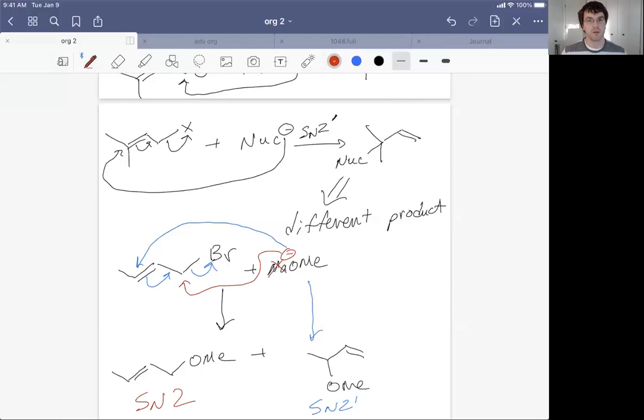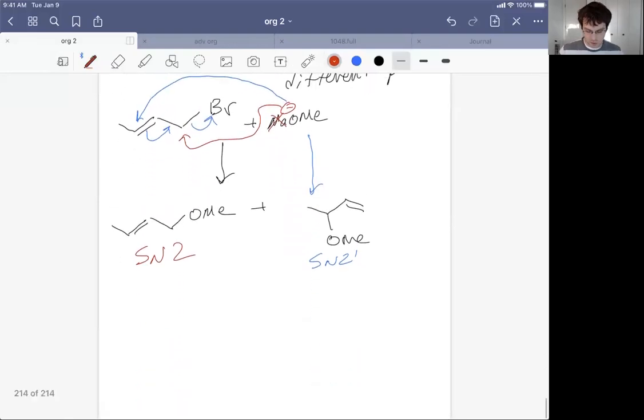So we want to be able to predict both pathways. It kind of depends on the situation which one is favored, and I won't go into that now. I just wanted to make us aware or recognize that this is possible. Okay, so the next reaction to look at is the Sn1 reaction of allyl systems.